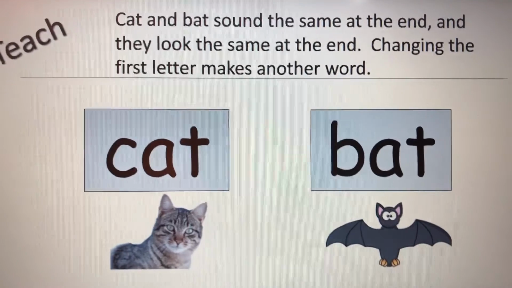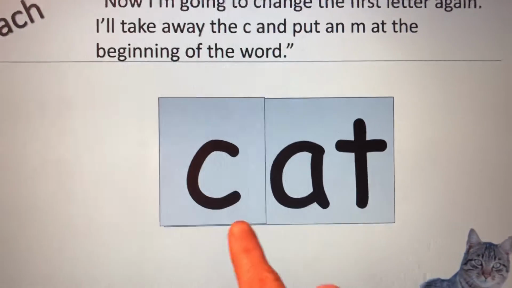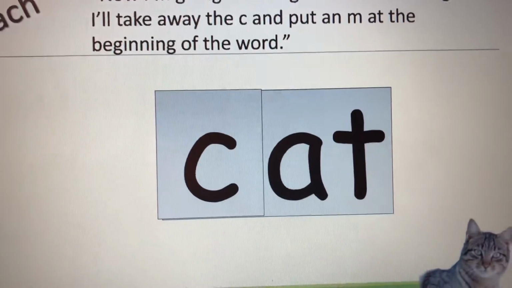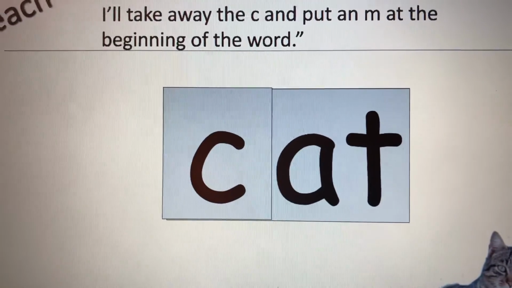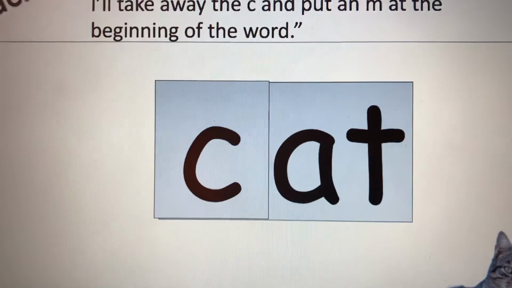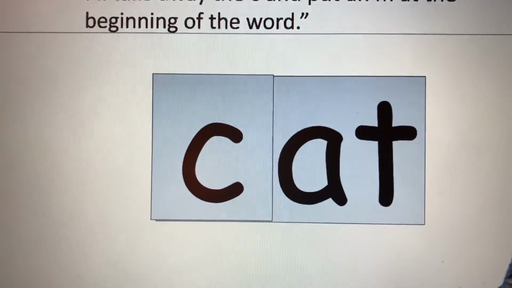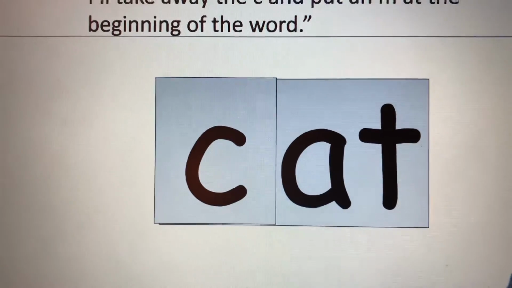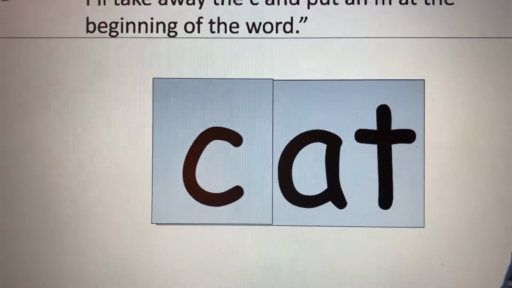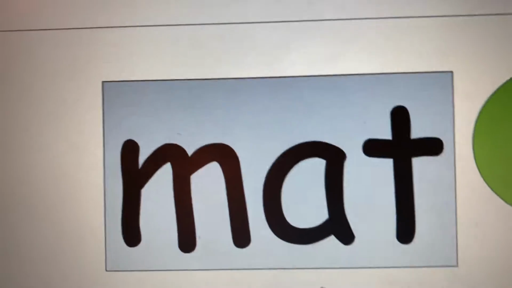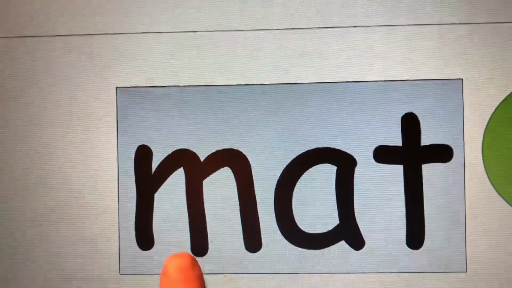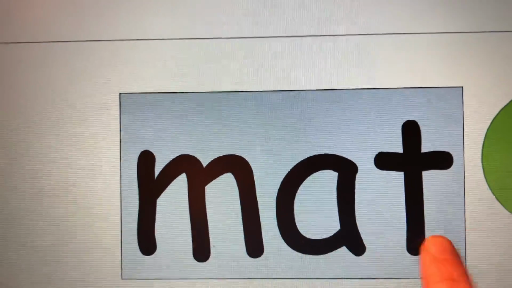All right, let's work with some more words. Let's start with cat. And this time we're gonna take away the k, but we're gonna put a letter in its place. So think about it. What letter will you see that pops up that makes the sound mmm? So you already know it's an M. Let's read our new word, mat.